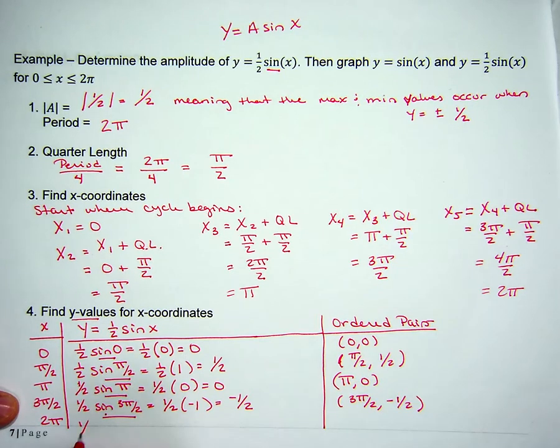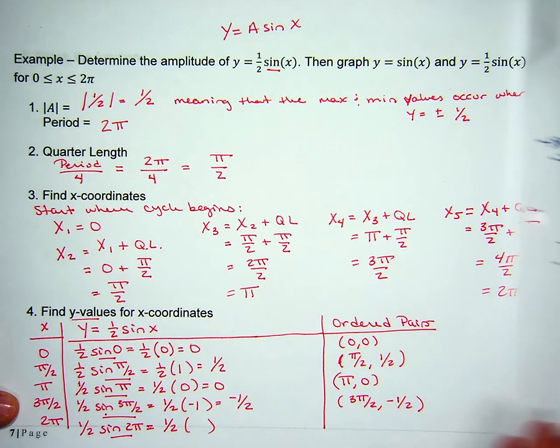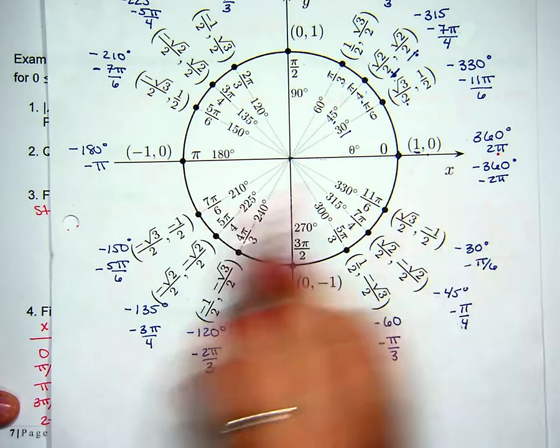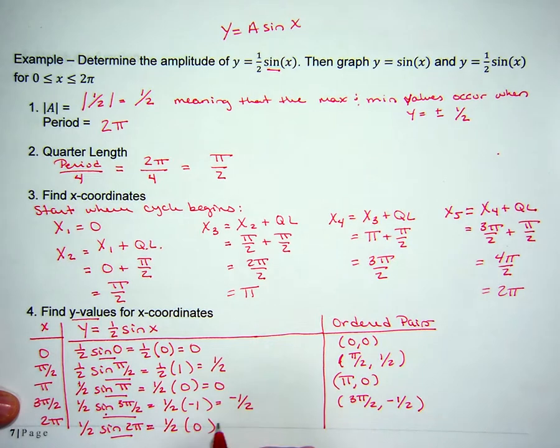Lastly, 1/2 sine of 2 pi. Sine of 2 pi means what's the y at 2 pi? That's going to be 0. Ordered pair, 2 pi, 0.